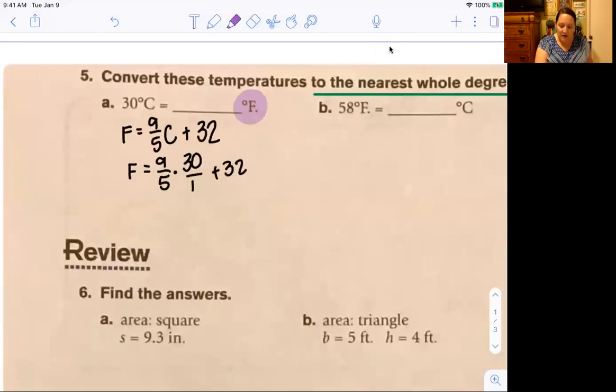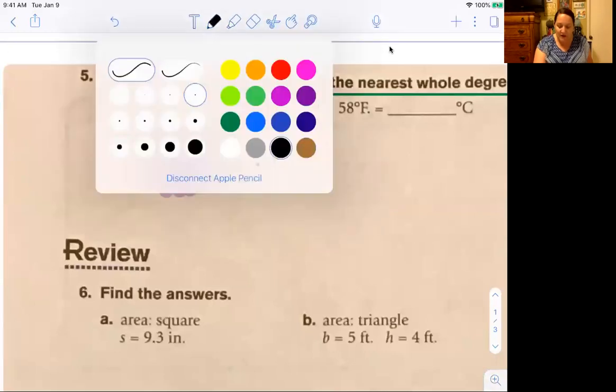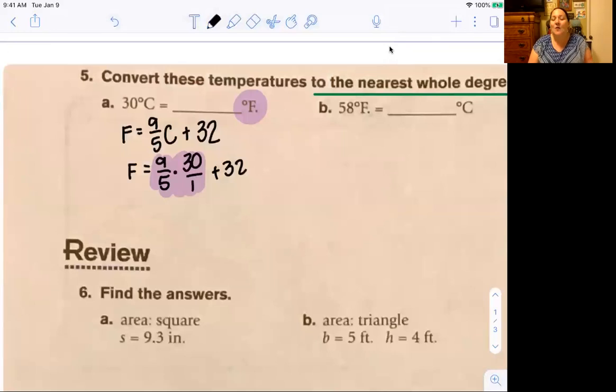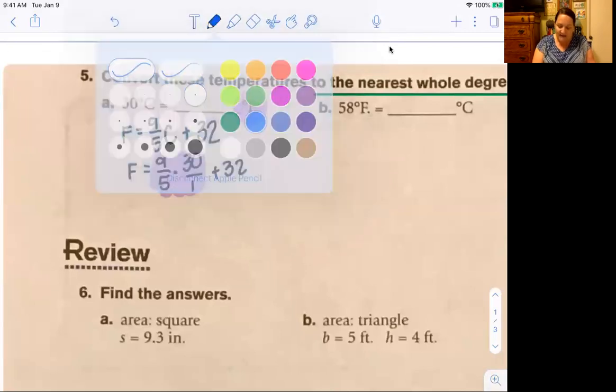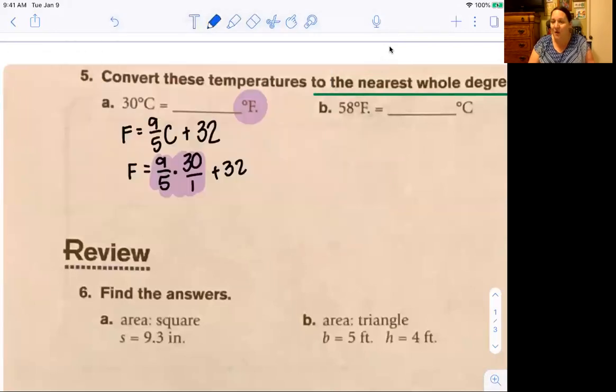Now we're going to look at this part of the equation first, because with PEMDAS, you guys will be doing some PEMDAS homework tonight, or not homework, but assignment. With PEMDAS, you have to do multiplying before you can add. So let's look. Can we cancel anything in 9/5 times 30 over 1? We sure can. The 5 and the 30 share a common factor of 5. So 5 goes into 5 one time, and 5 goes into 30 six times.